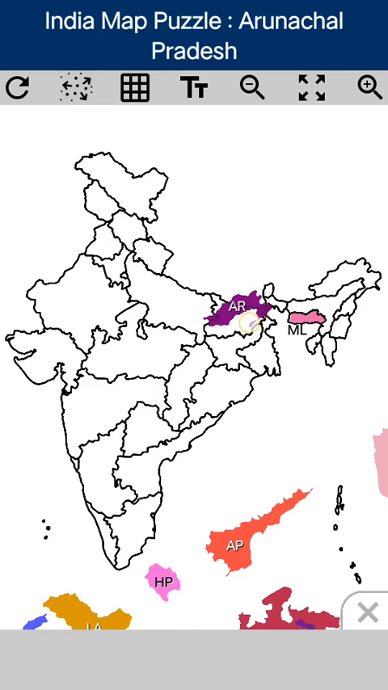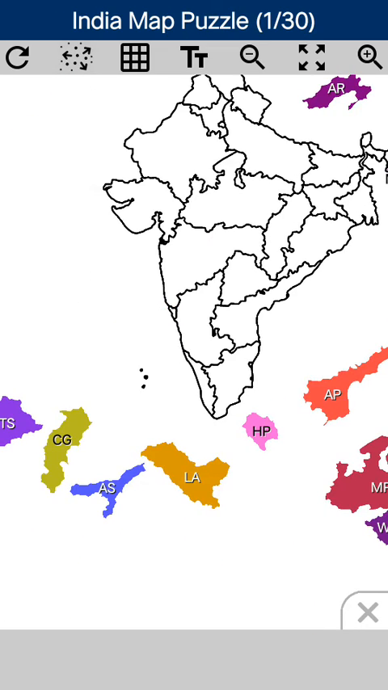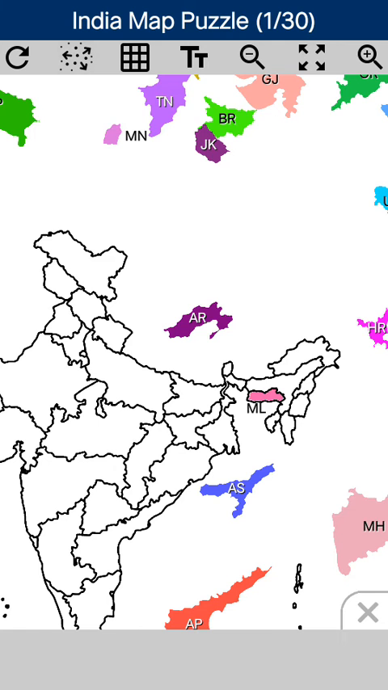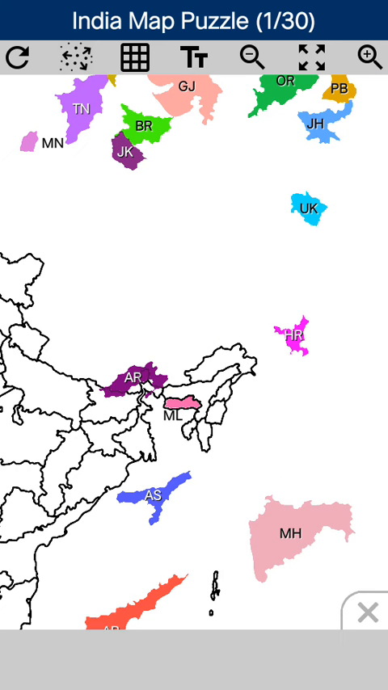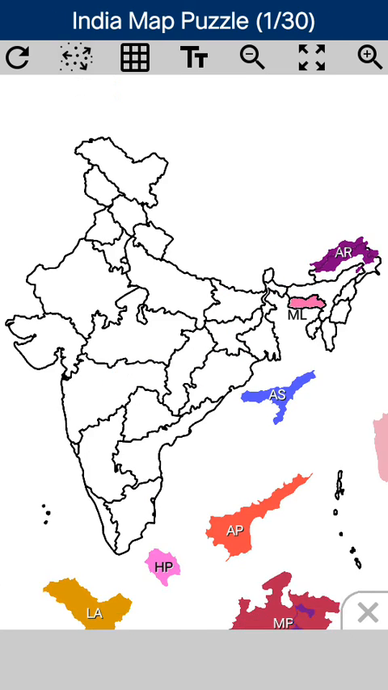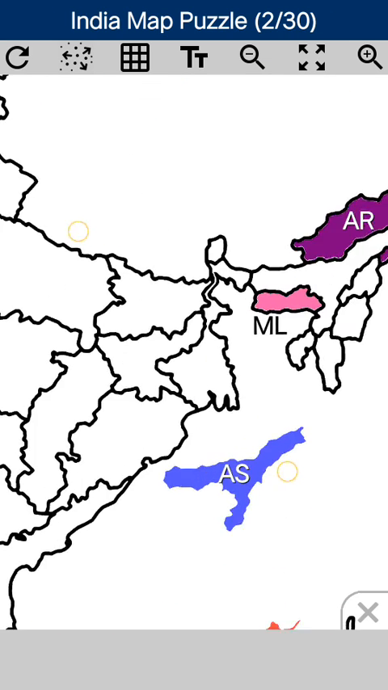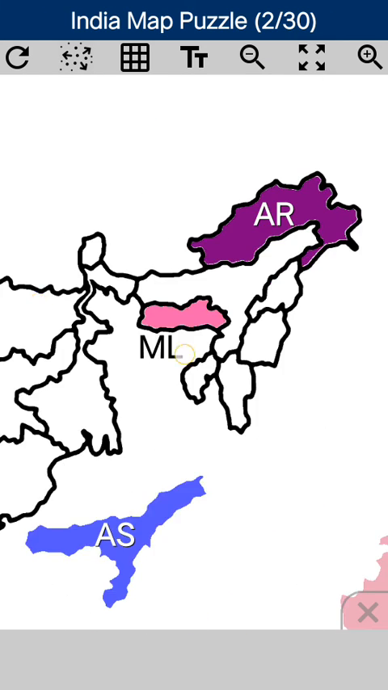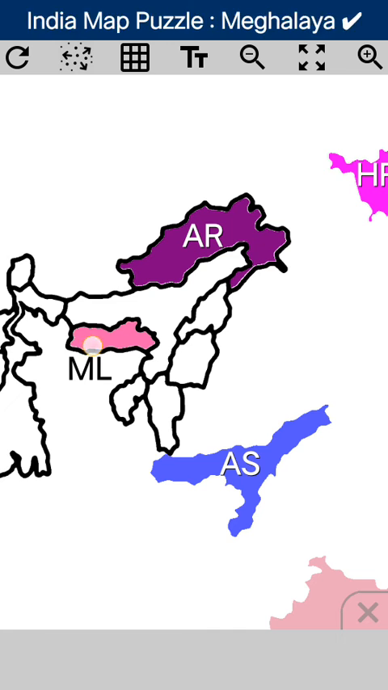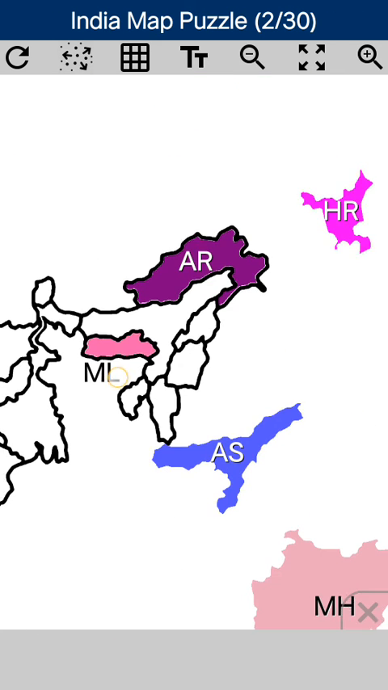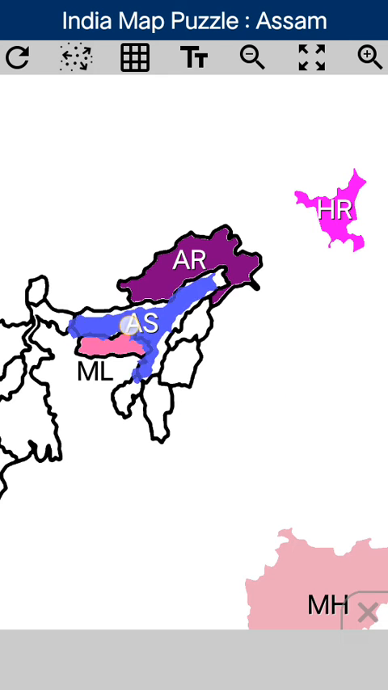Okay, Arun we have found and Asim also. Okay, so let's fill it. You can understand where I'm putting it from. Meghalaya came, alright. Then Arun was here. Yes, it is correct. Okay, that's great. You are seeing the boundary from where I'm putting. Here is Meghalaya. Here is your Arunachal. And Arun and Arunachal are the same. Alright. And here is your Assam.